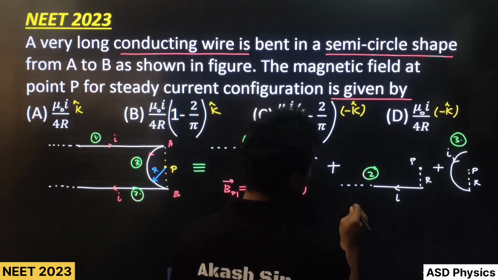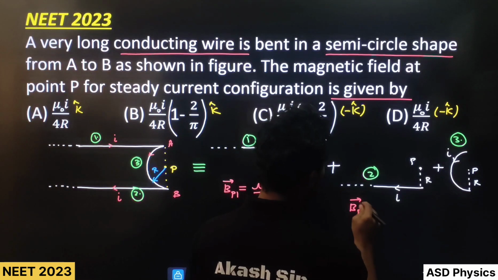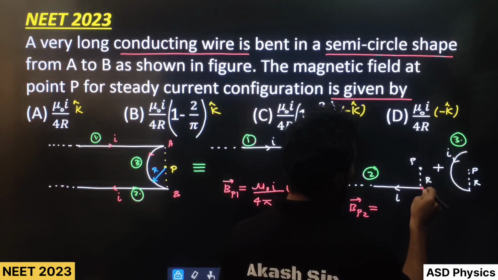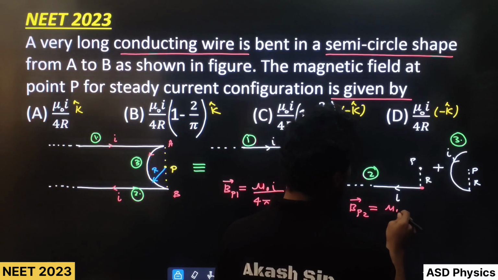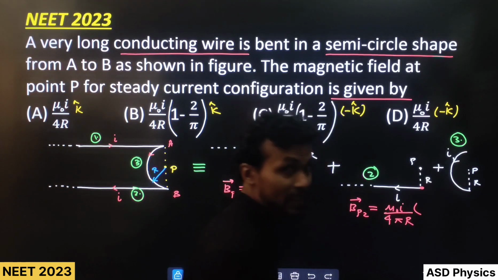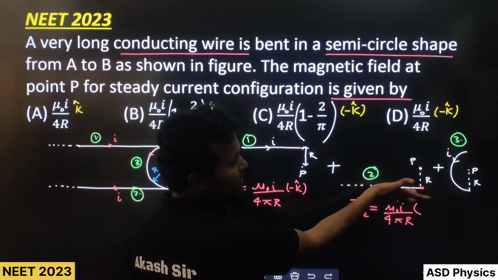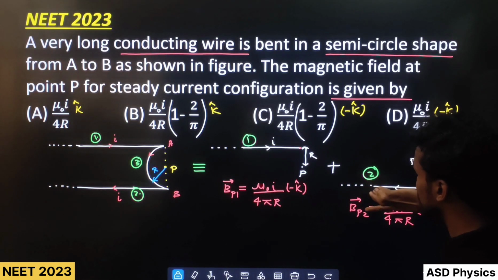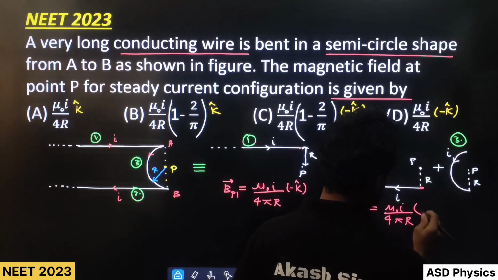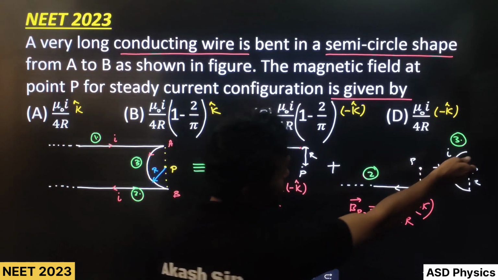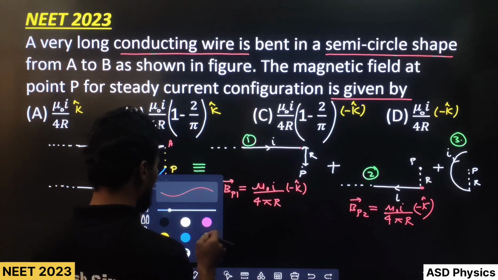Now if I talk about section 2, BP2, here also it is a semi-infinite wire, like this, with one end here. So again here also the same one, mu naught I by 4 pi R. And direction again, fingers along the current, palm towards the point, thumb is going inside. That means here also minus k cap.